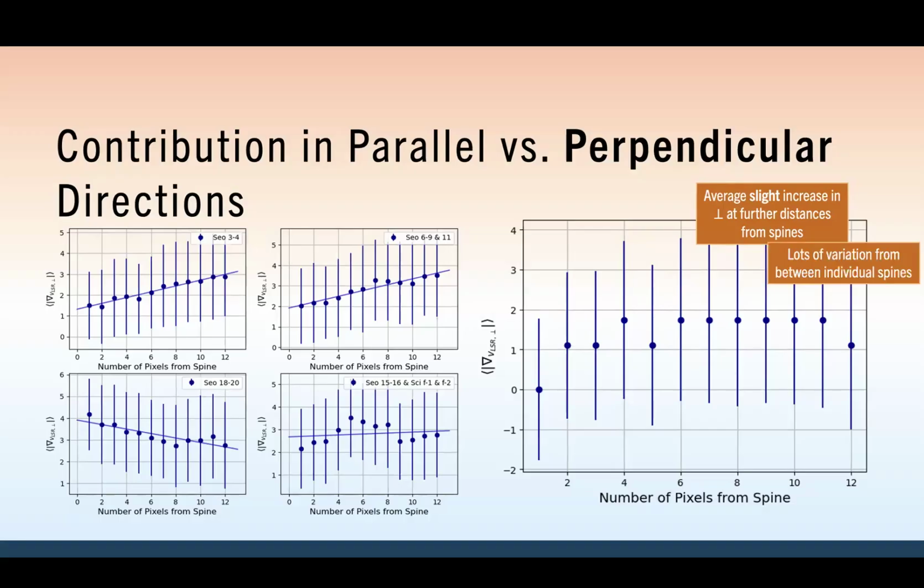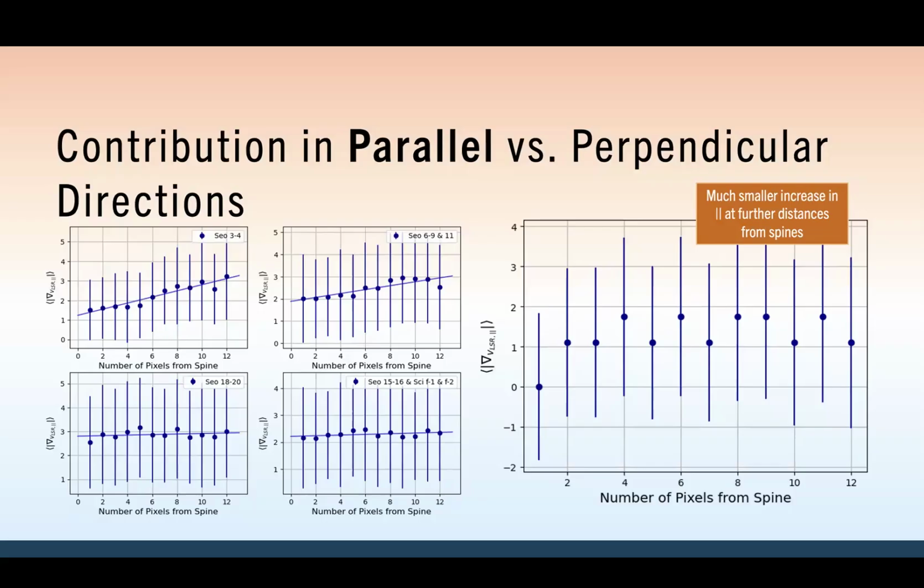But we do see that there is a ton of variation, especially with individual filaments. These two on the top are 2 examples where the velocity gradient in the perpendicular direction does seem to increase a little bit as we go out to further radii from the filament. Here's an example where it decreases a little bit. And then sometimes it's flat-ish, where there's a slight increase, but honestly more of a wobble.